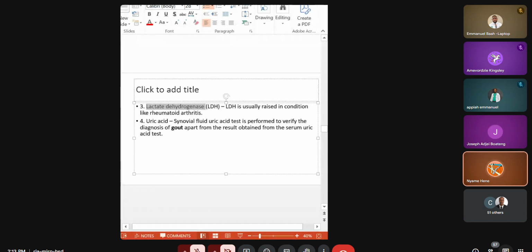There's a group working on gouty arthritis, gout. Synovial fluid uric acid is performed to verify the diagnosis of gout, apart from the results obtained from the serum uric acid test. So yes, we do the serum uric acid test, but we also do the synovial fluid aspirate. They aspirate some content of the synovial fluid to check for uric acid levels, to check for gouty arthritis. Because it's a presentation for some group, I would leave it there. When they are ready, they will discuss more about it. Thank you.